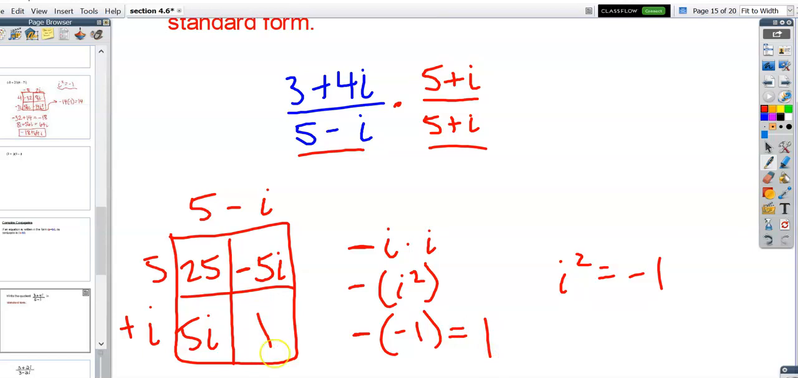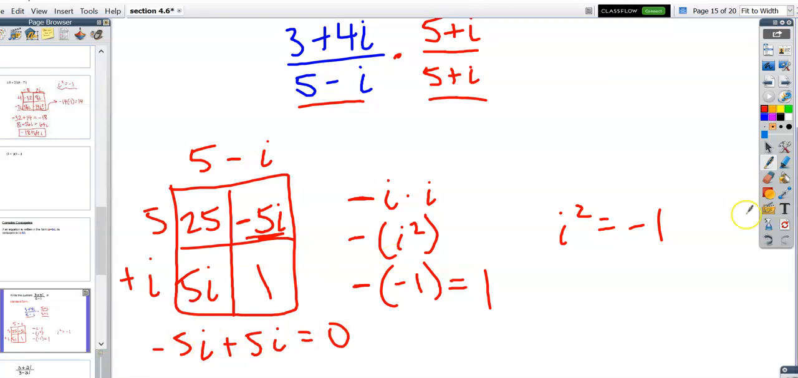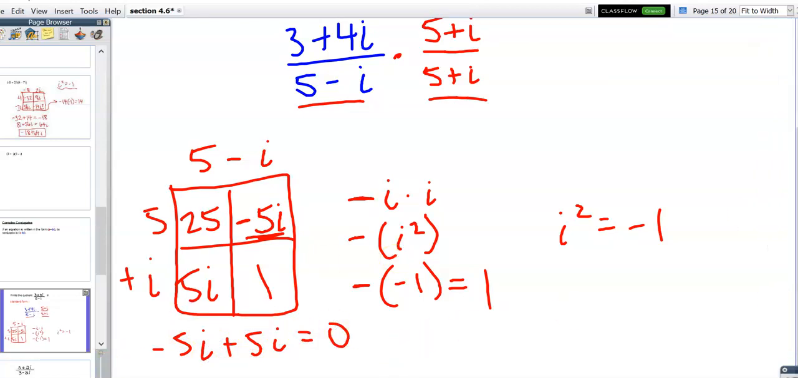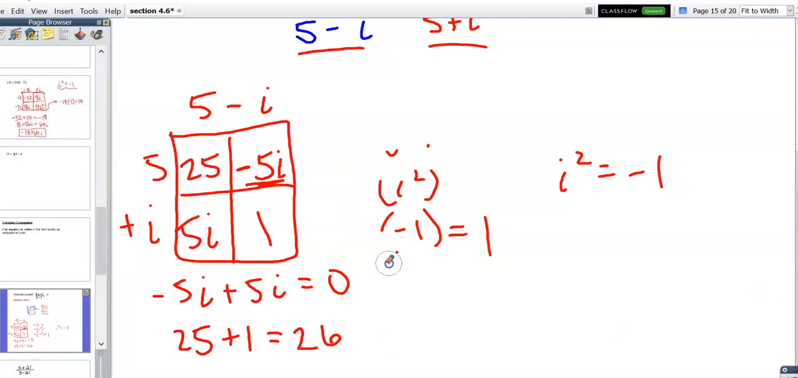And when you use a conjugate, the imaginary numbers should drop out. So we have negative 5i plus 5i, that equals 0. Perfect. That's what we want to happen. So then to simplify the rest of the denominator, we just do 25 plus 1, which is 26. Make a little bit of space here so we can use the box method again to simplify the numerator this time.